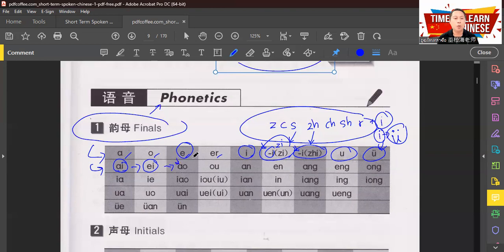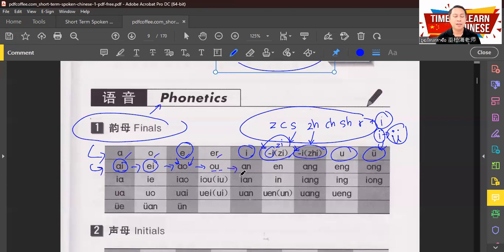A and O. A is R and O is O. R and O is ow. Again, please. A and O is R and O, ow. Okay. Next one. O and U. O is O. U is U. O plus U is O.